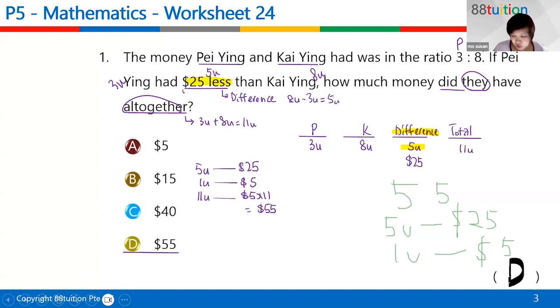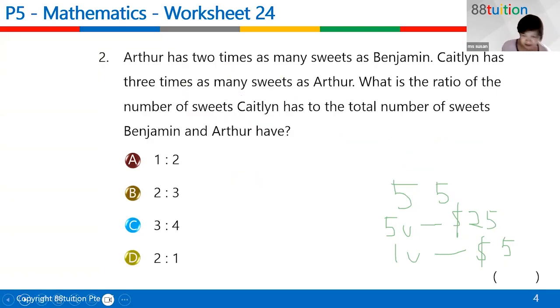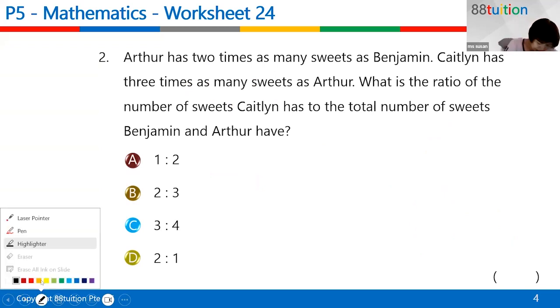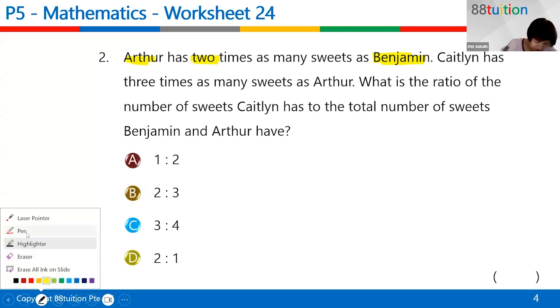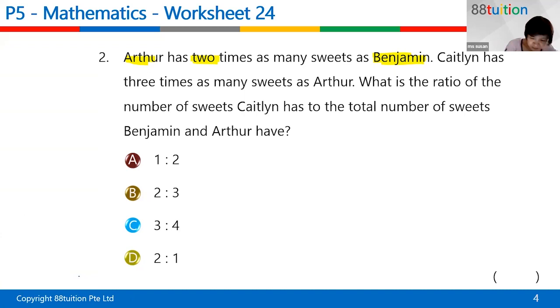Okay. Question number 2. Let's take a look at question number 2. We have Arthur has 2 times. Who is the 2 times? Arthur. Who is the 1 time? Benjamin. So you know that Benjamin is 1 unit and Arthur is 2 units. Okay, so probably I would have Arthur is 2 times, which is 2 units. Benjamin will be 1 unit.